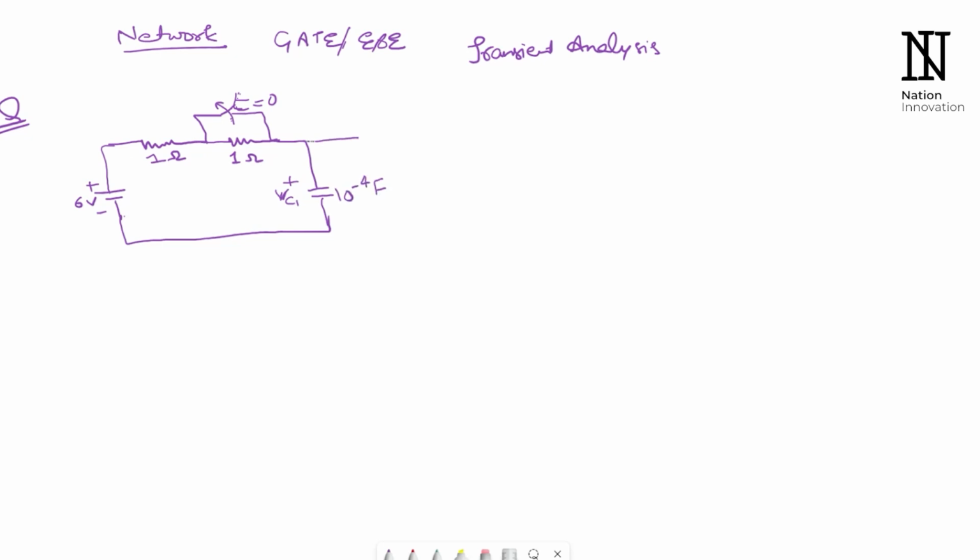Then extending this circuit, we have a 2 ohm resistor. Then we have an inductor of 10 Henry. We have a voltage across it as VL(t), and let's suppose the current flowing through this is IL. So the question is, given this circuit, we have to find the voltage across the inductor.